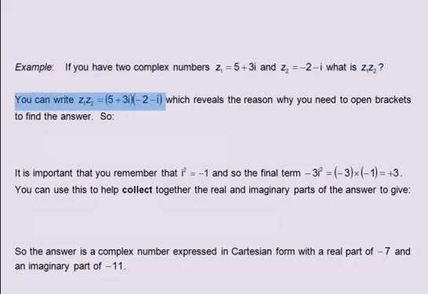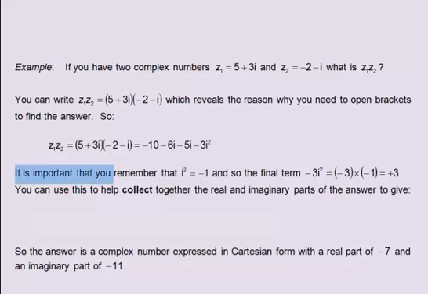You can write z1 multiplied by z2 equals (5 + 3i) multiplied by (−2 − i), which reveals the reason why you need to open brackets to find the answer. So, z1 multiplied by z2 equals 5 + 3i multiplied by −2 − i, which equals −10 − 6i − 5i − 3i².